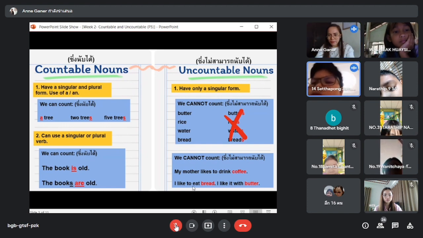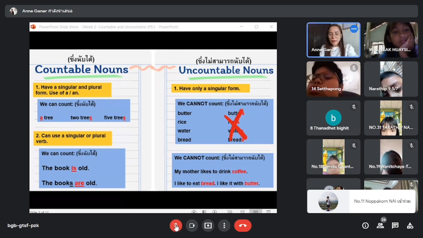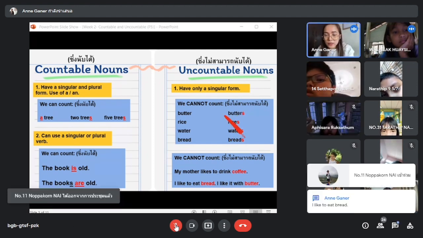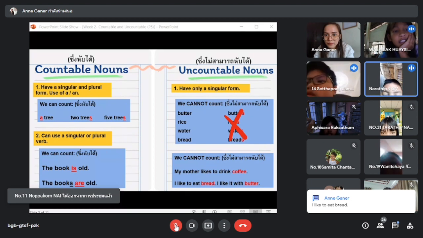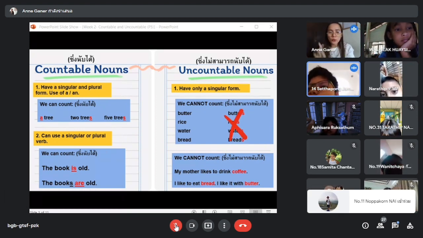I like to eat bread. Okay, let me write in the chat box. I like to eat bread. Bread is countable or uncountable? Uncountable. Now, how are you going to make it countable?